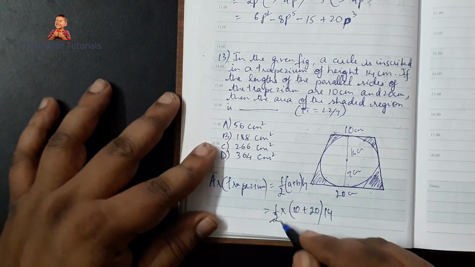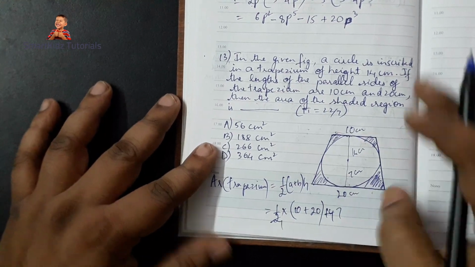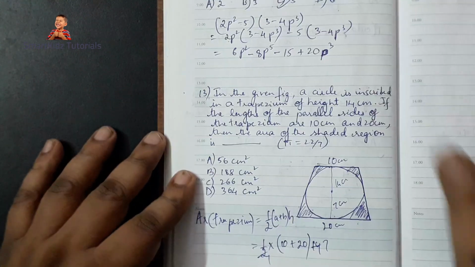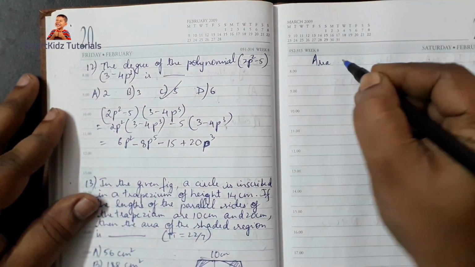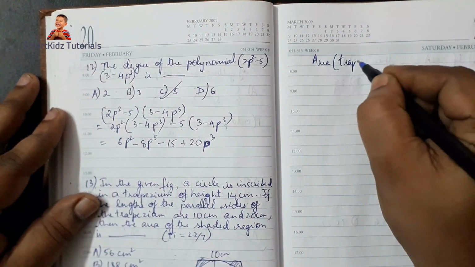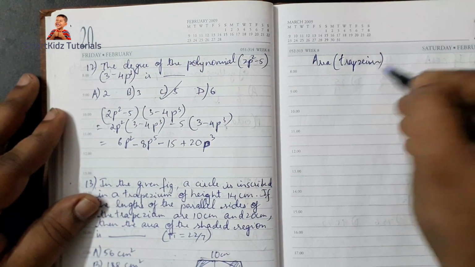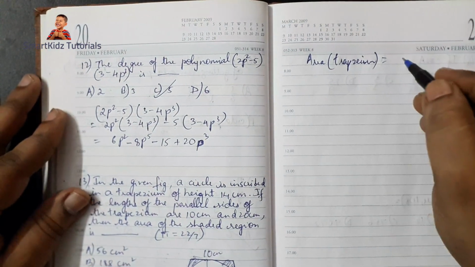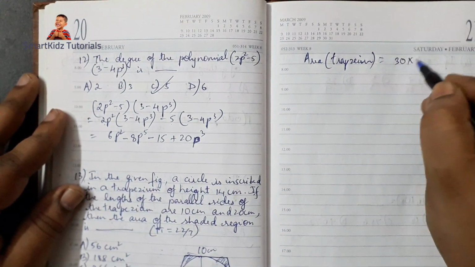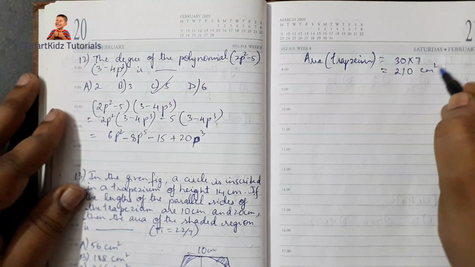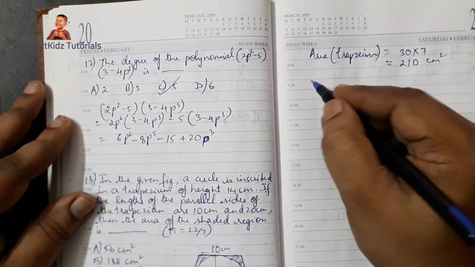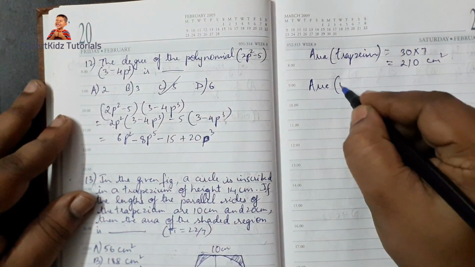So 2 × 1 = 2, 2 × 7 = 14, and then we'll add what is inside the bracket. Area of trapezium: 10 plus 20 would be 30 × 7, that would give us 210 square centimeters. Once we have found it, we need to find the area of the inscribed circle.